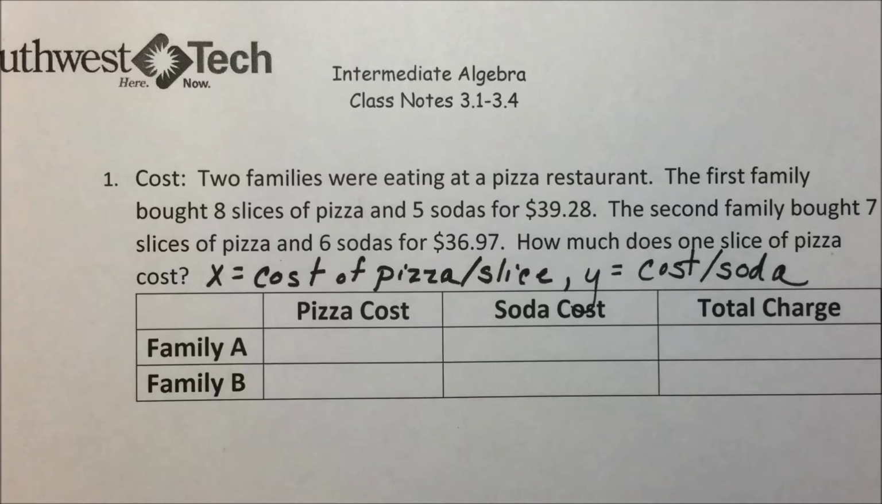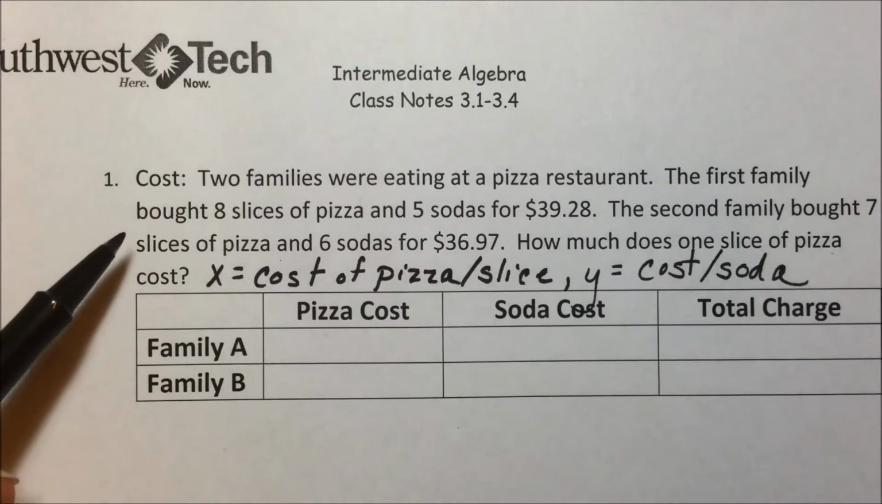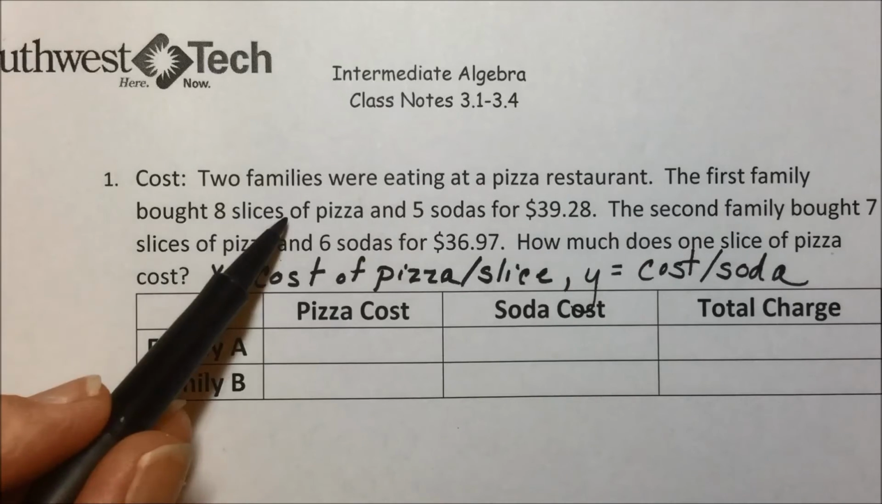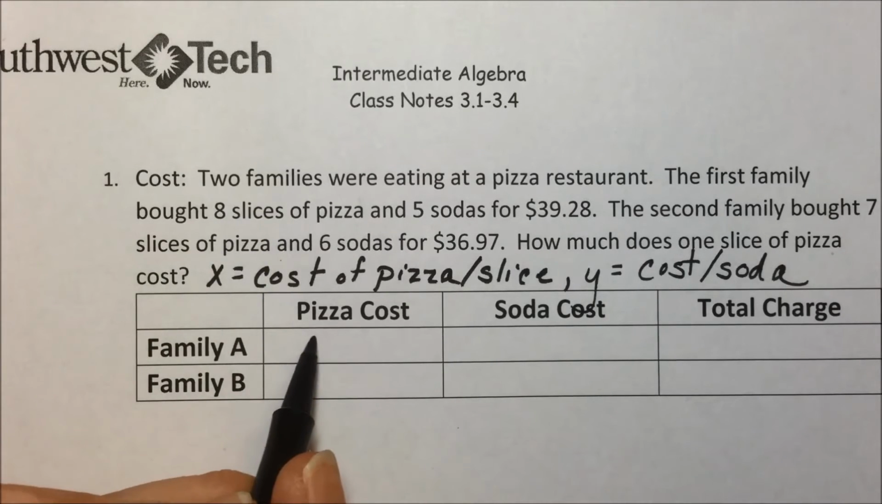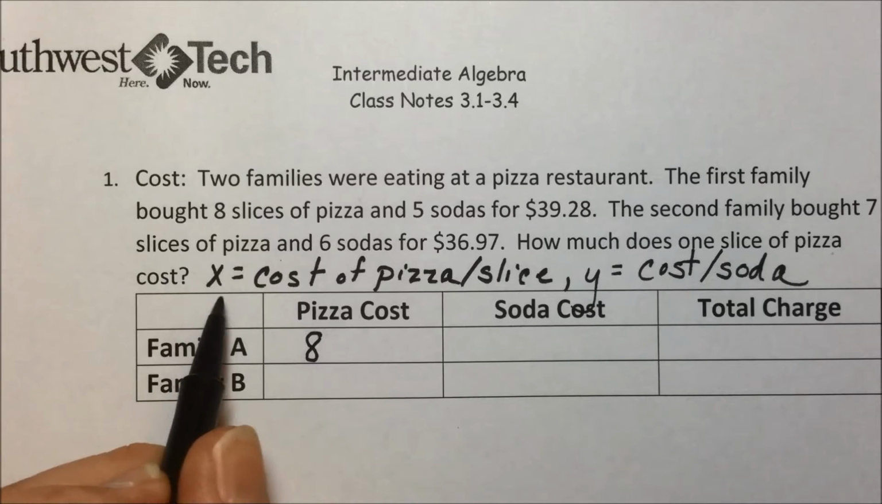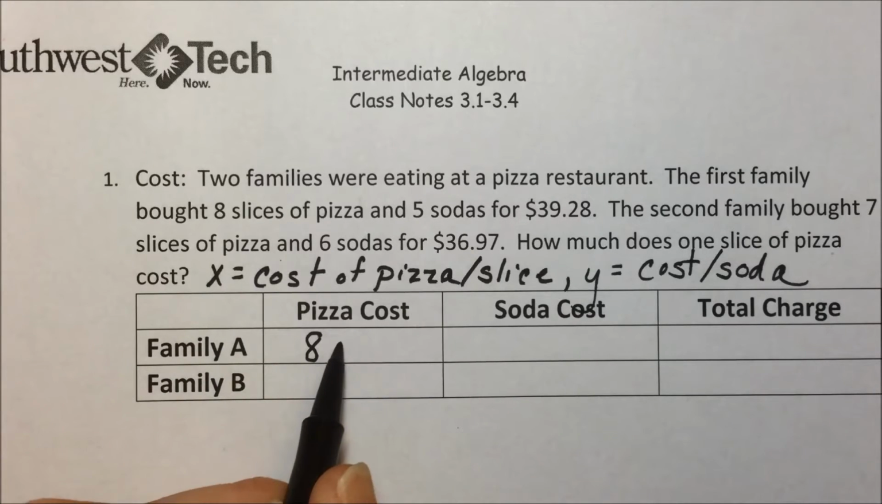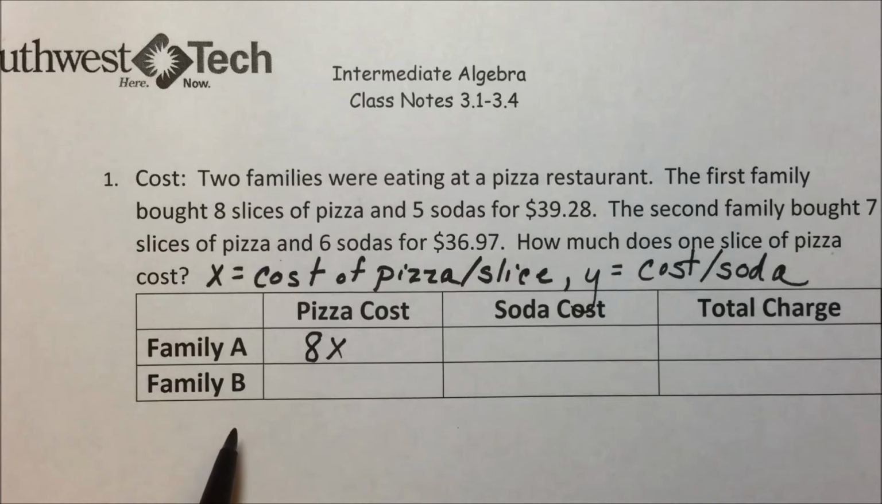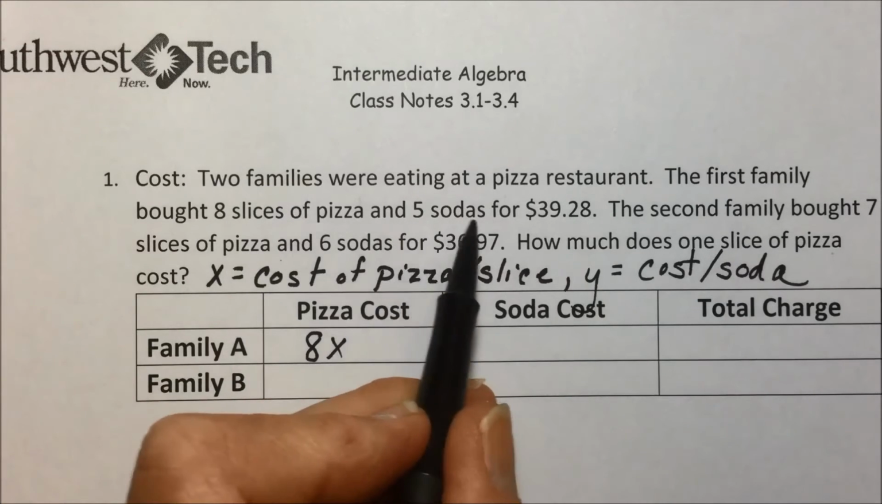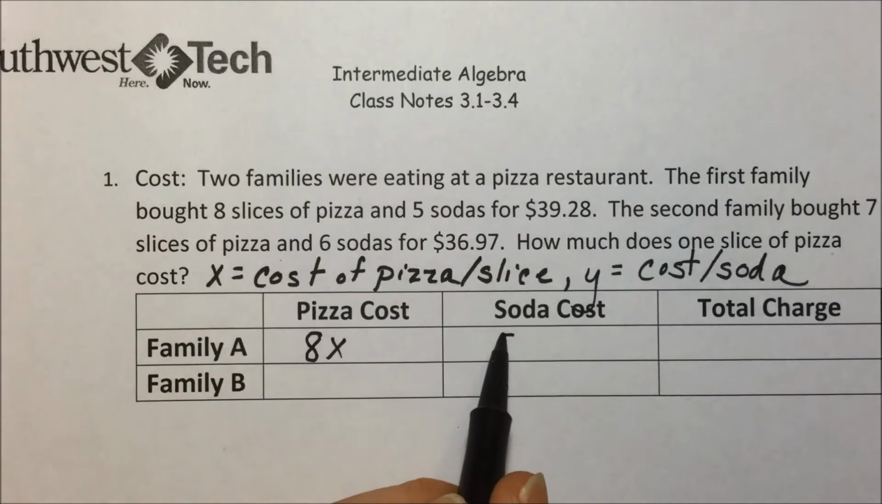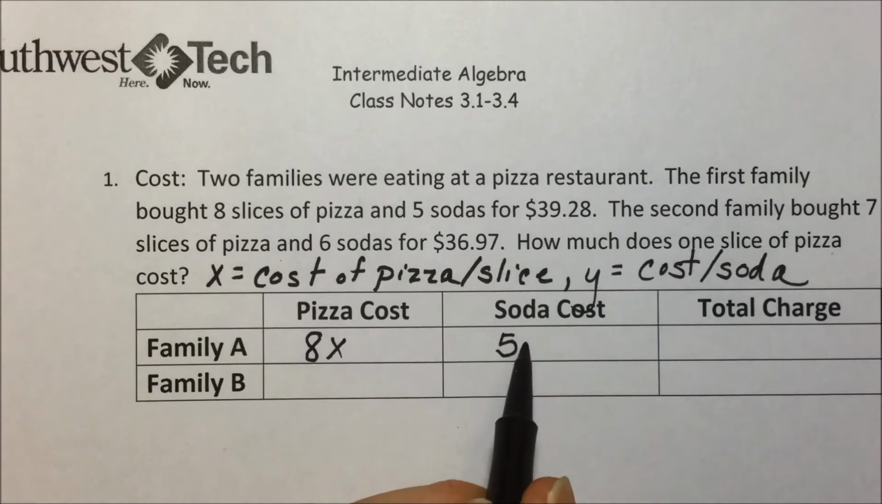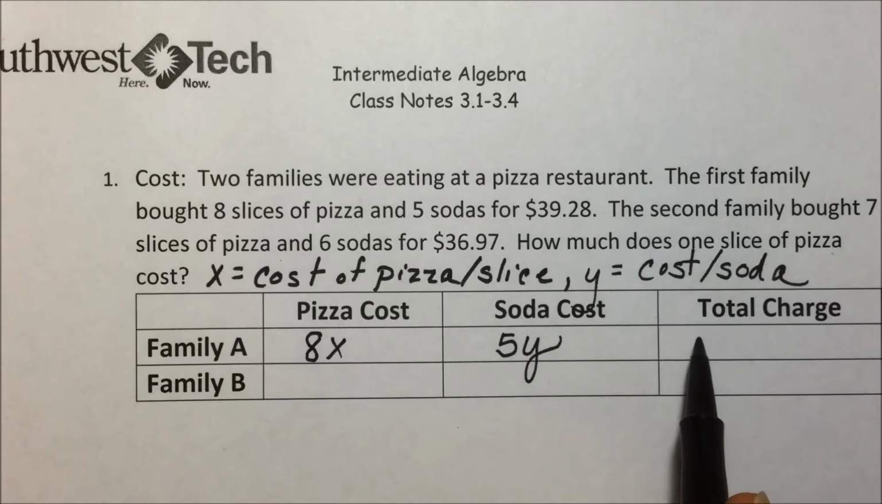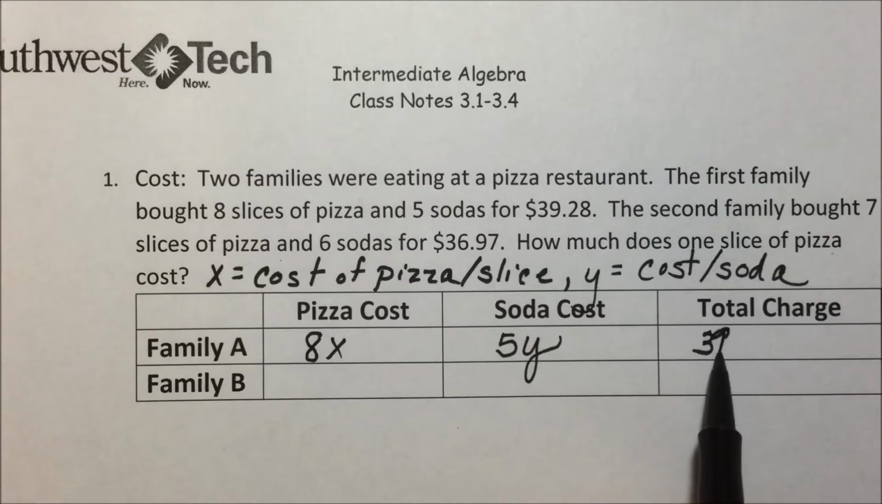And I have laid out here, or set up, a table to help us organize this information. So going back to the start of the problem, the first family bought 8 slices of pizza, so the pizza cost would be 8, the number of slices, times the cost per slice. So we'll represent that with 8x. The soda cost, they purchased 5 sodas, so 5 times y, the cost per soda, is giving us their total charge of $39.28.